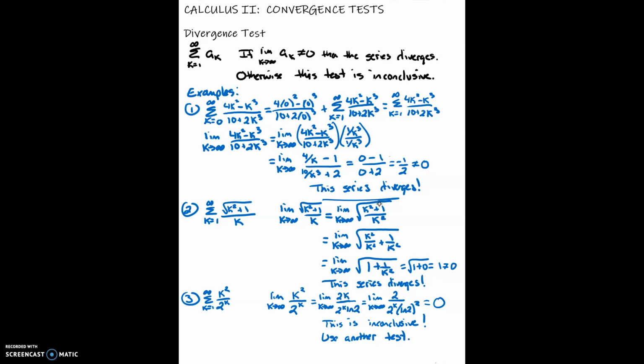So, divergence test, not too difficult. Simply take the limit of your terms. If that's not equal to 0, it diverges. But you'll notice the divergence test can only tell me if it diverges. It cannot tell me if the series converges.